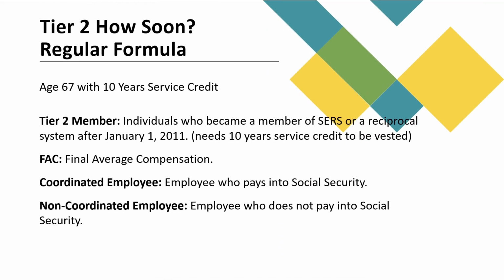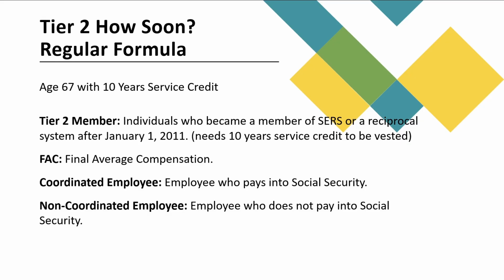In regards to Tier 2 members, how soon can they retire? The criteria has changed. They have to be at least age 67 with 10 years service credit. A Tier 2 member is an individual who became a member of SCRS or a reciprocal system after January 1 of 2011. They need 10 years of service credit to be vested.